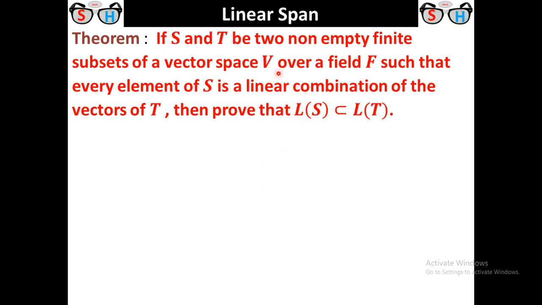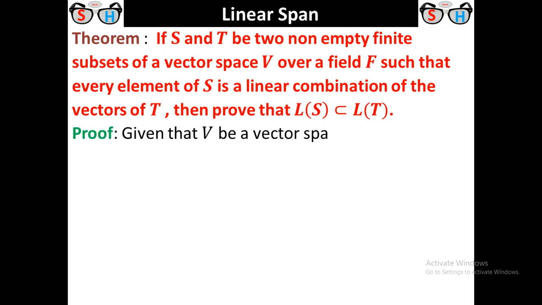Same as the previous theorem, S and T are two non-empty finite subsets of a vector space V over a field F such that every element of S is a linear combination of the vectors of T. Then we have to prove that L(S) is a subset of L(T), that is, the linear span spanned by S and the linear span spanned by T. They have that relation. When all the elements of S are a linear combination of the elements of T, then L(S) will be a subset of L(T).